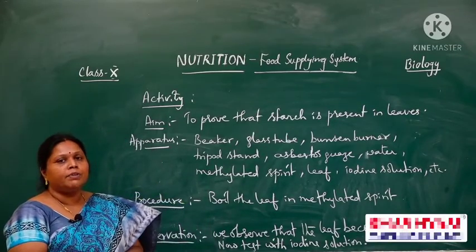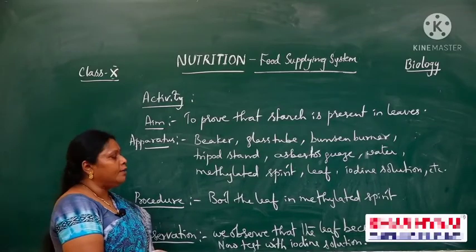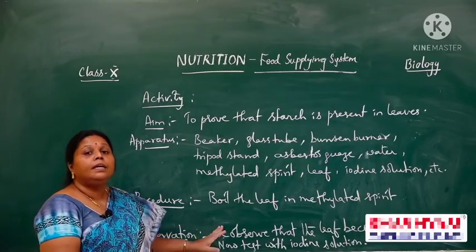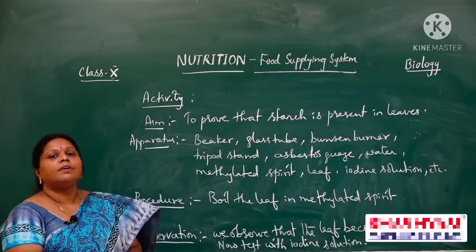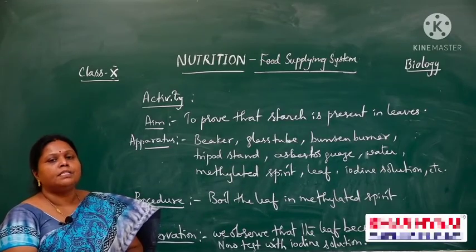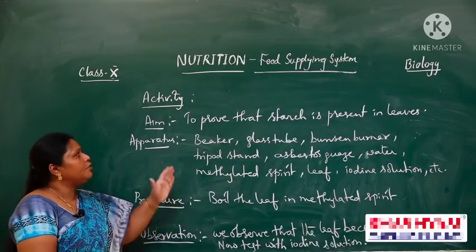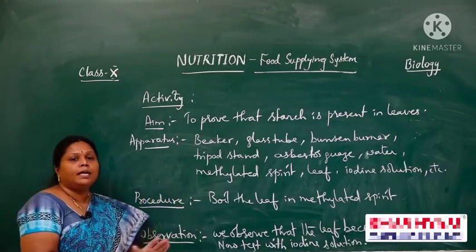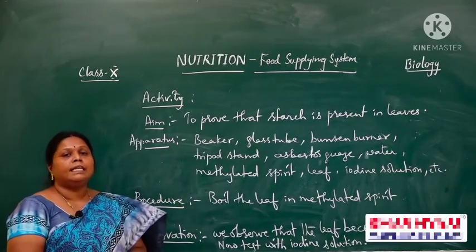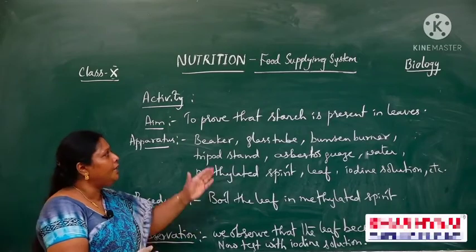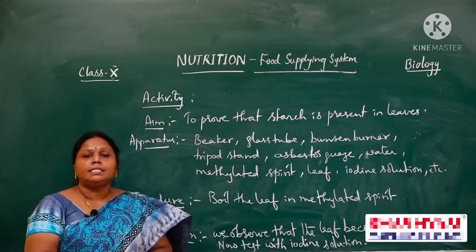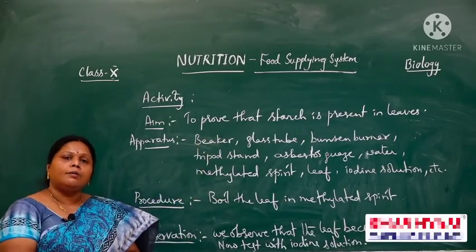What is the color change we had seen? Blue-black color. So the blue-black color indicates the presence of starch. Indicates what? The presence of starch, right? So this is how we can prove that starch is present in leaf. Starch is a kind of carbohydrate. What is starch? It is a kind of carbohydrate.